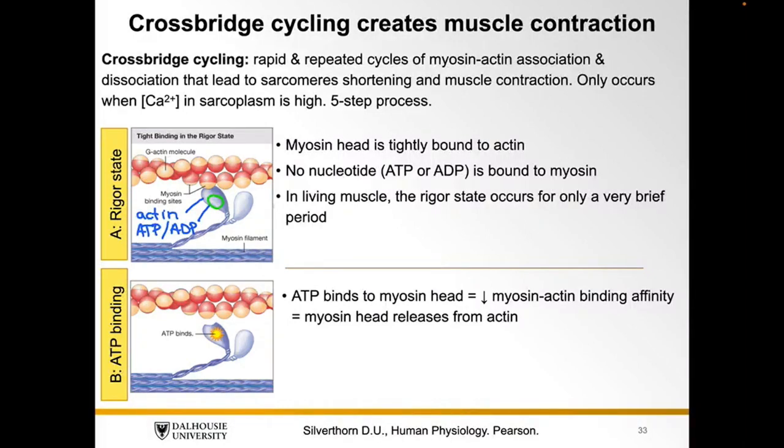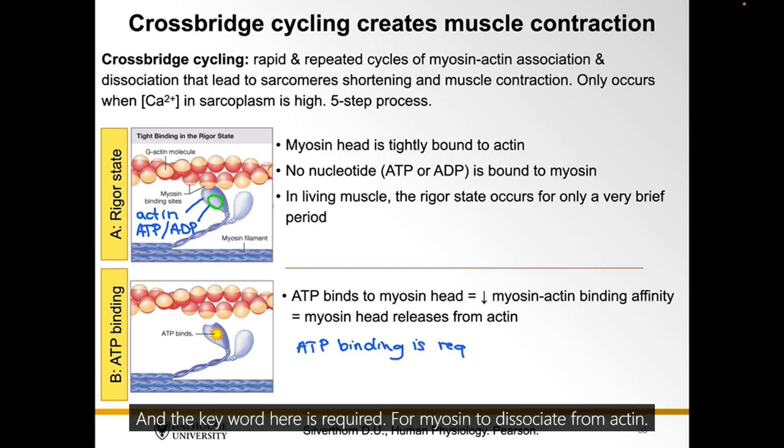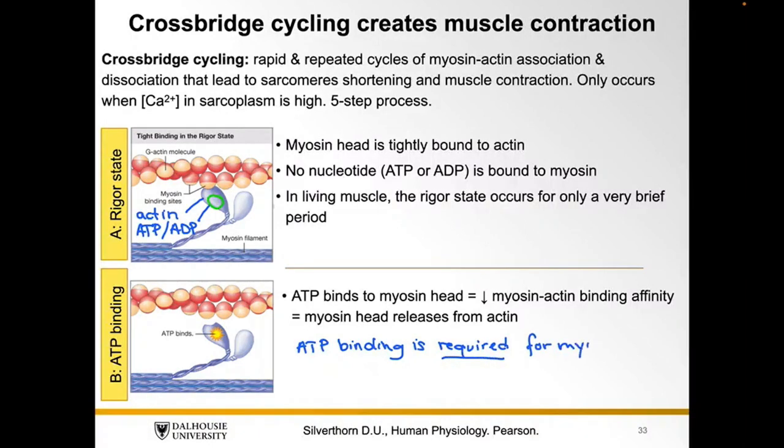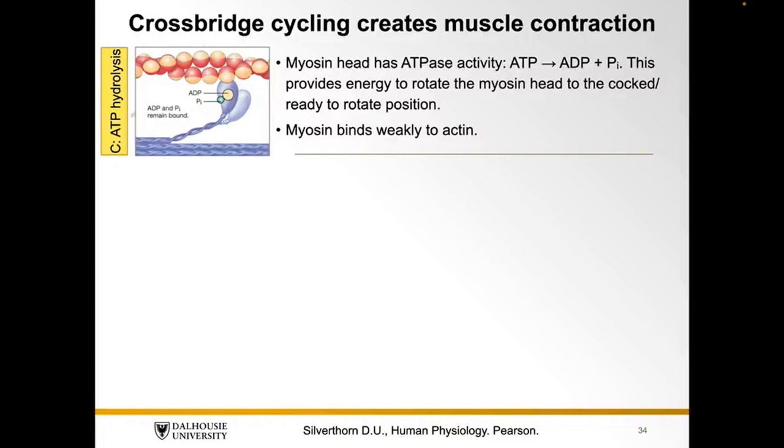As a result, the myosin head releases from the actin, and we can see that here. There's no longer this binding. Another way of thinking about this step is to say that ATP binding is required, and the key word here is required, for myosin to dissociate from actin. So that's step 2. Step 3 is called ATP hydrolysis.